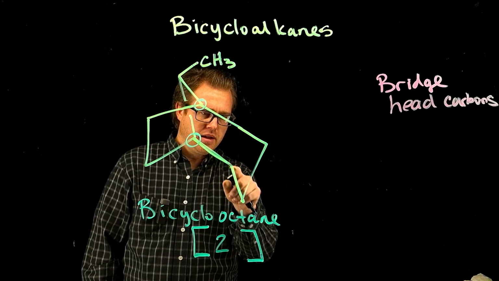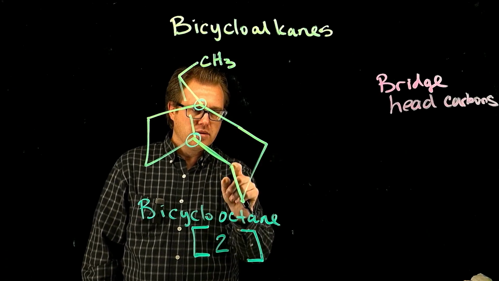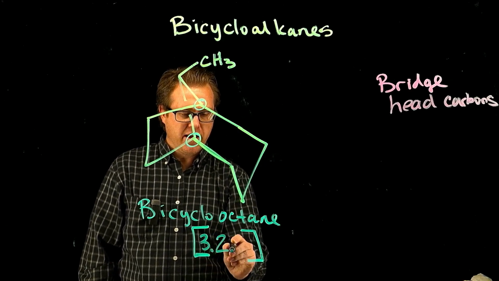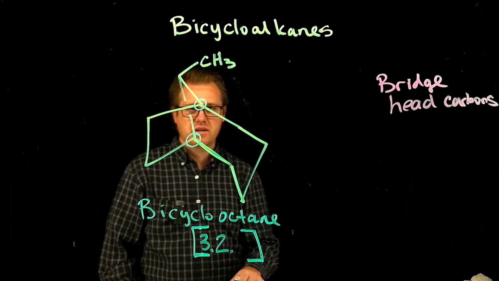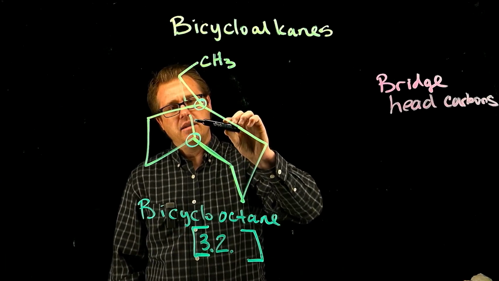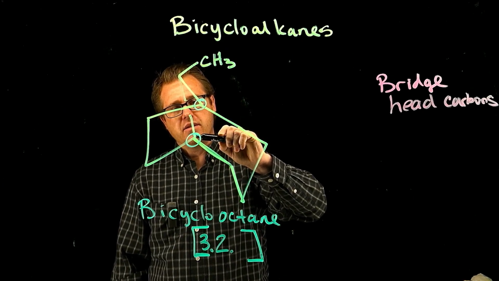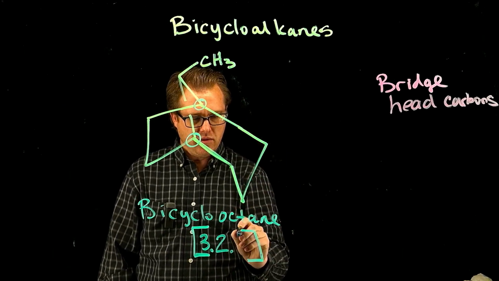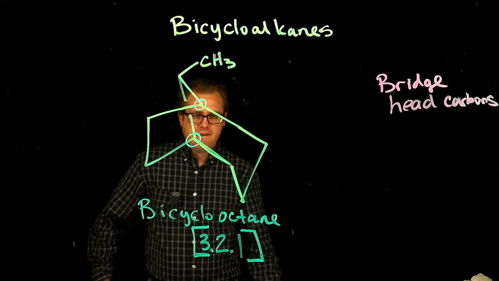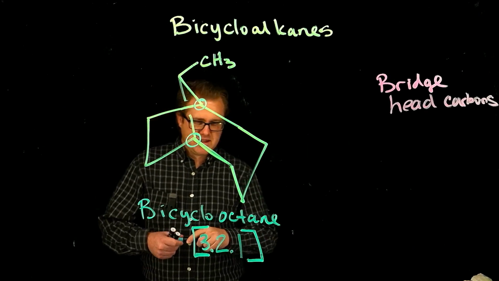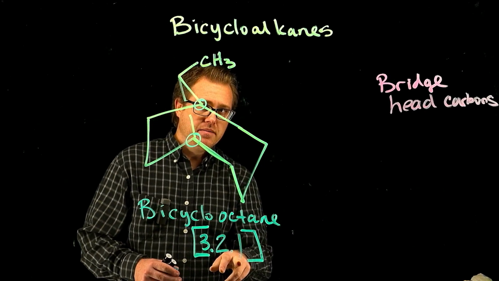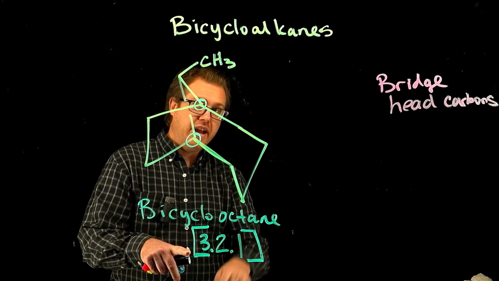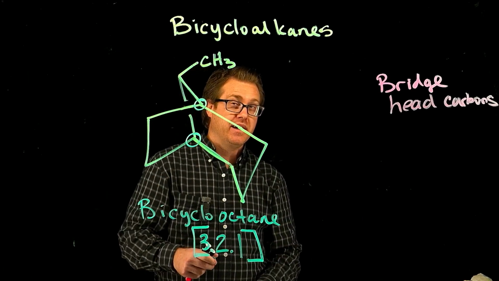Well, what if we went this way? That is one, two, three carbons in between. And we always rank them from largest to smallest. Then from this, we can follow this path right there, and there's only one carbon, so 3.2.1. Now we have to memorize this 3, 2, 1 because we're going to follow that path in order to prioritize the locant numbers.